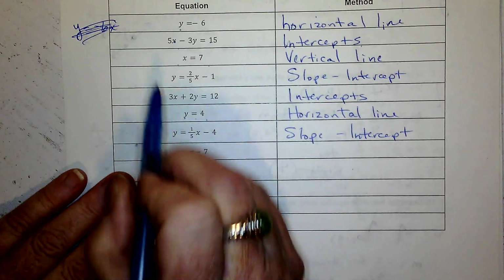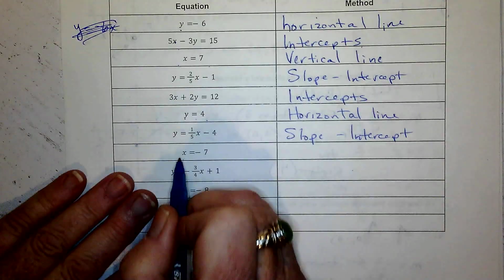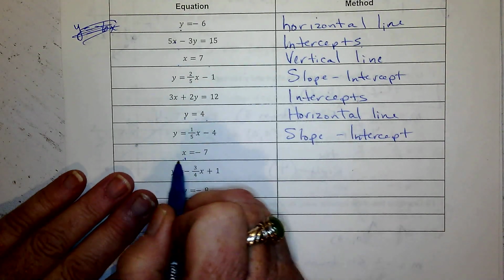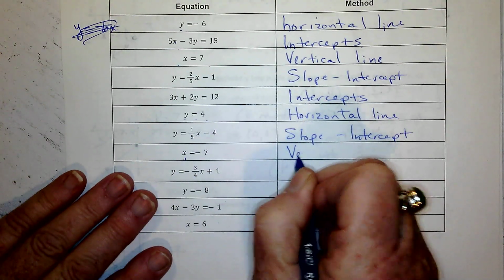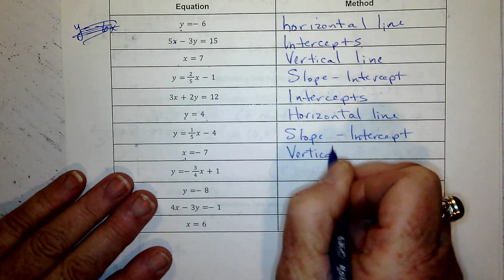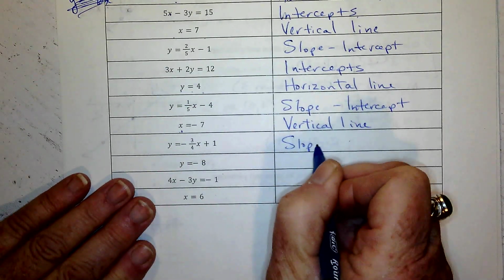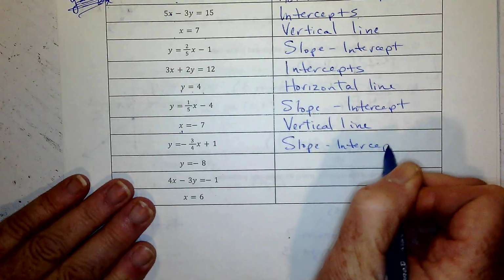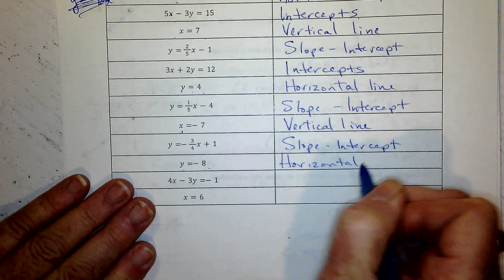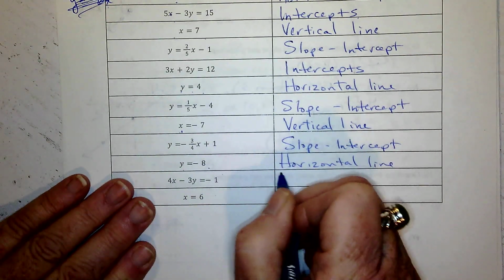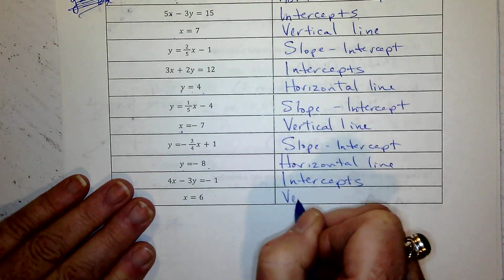Now this one, just like with the y equals, it can't have a y in it for the vertical line. Please notice it can only have an x. You cannot have a y mixed in here as well. It would not be a vertical line if that were the case. It has to only have an x. This one I would use the slope-intercept. Again, a horizontal line. This one I'm going to use my intercepts. And then lastly, you've got a vertical line.